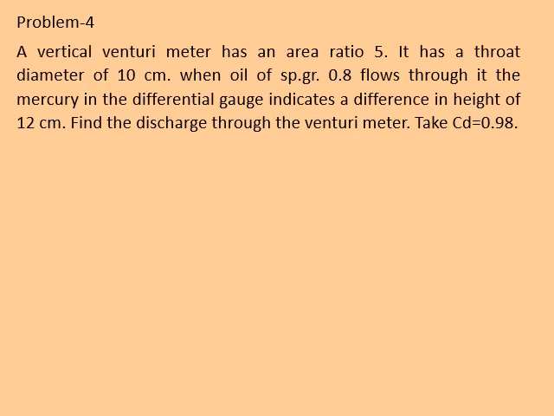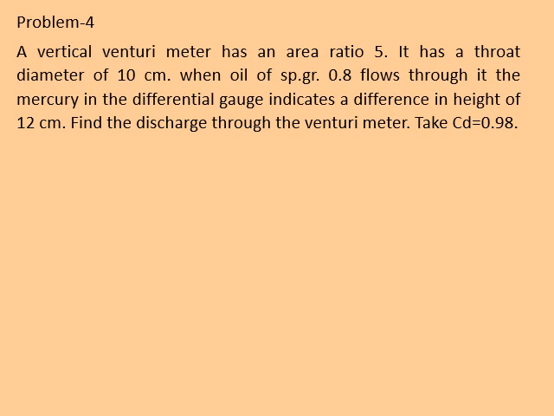So now numerical number 4. A vertical venturimeter has an area ratio of 5. It has a throat diameter of 10 cm. When oil of specific gravity 0.8 flows through it, the mercury in the differential gauge indicates a difference in height of 12 cm. Find the discharge through the venturimeter, take Cd equal to 0.98.